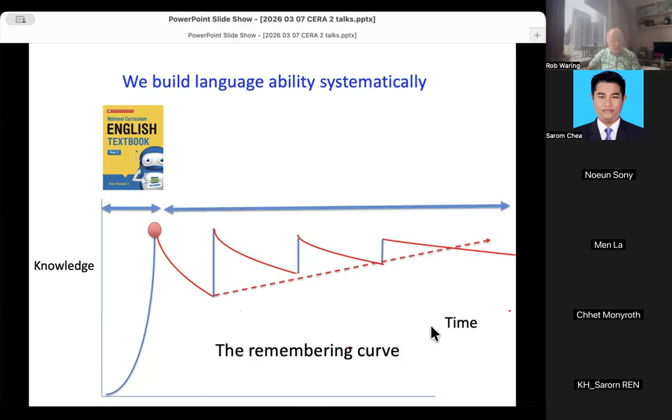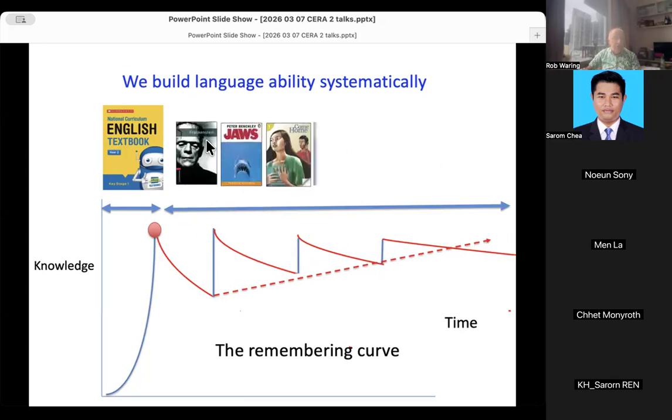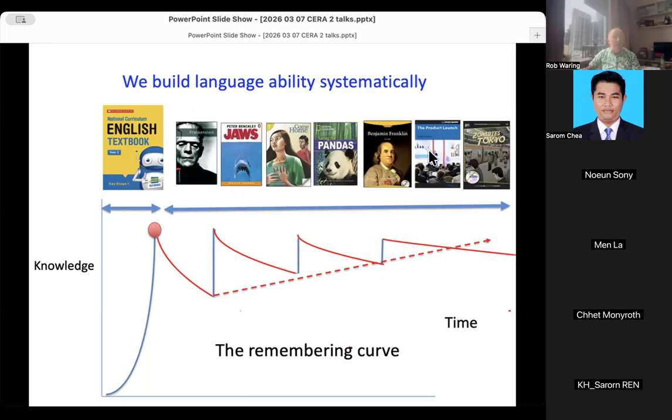And instead of having what we call the forgetting curve, which is this one, we have the remembering curve. And this consolidation happens with lots and lots of reading. So these two things go together. We have our course book, and then we have our supplementary extra reading. And so, in order to do this, it's important that students have the extra reading.